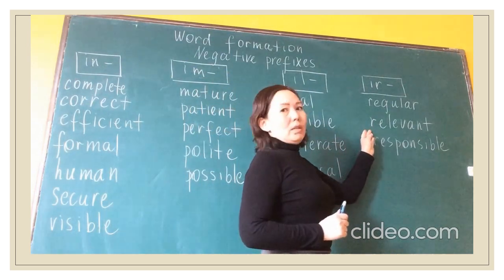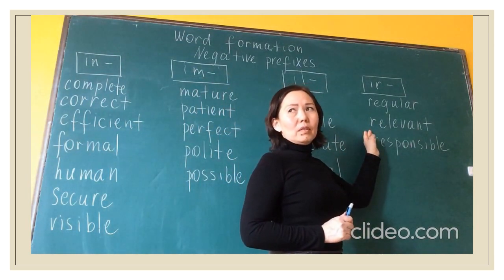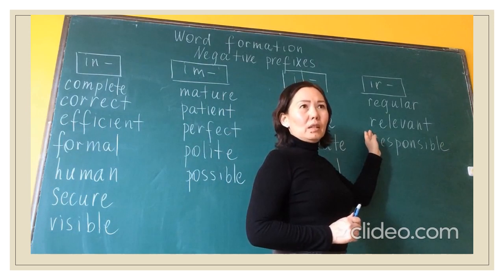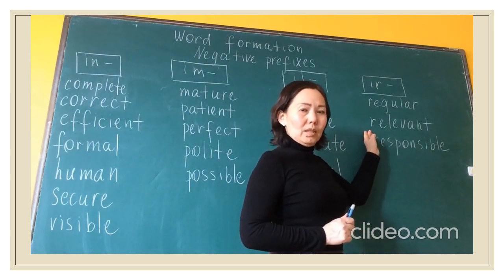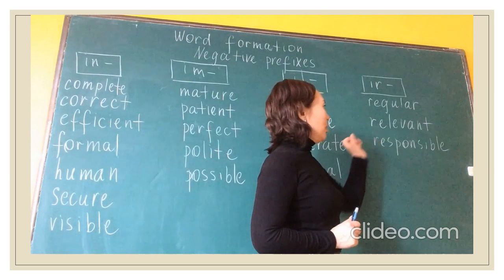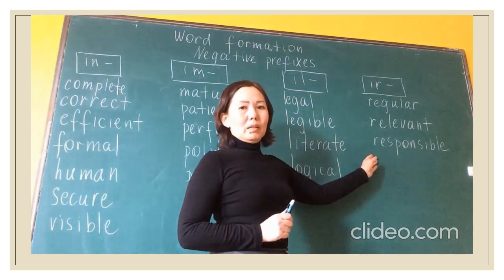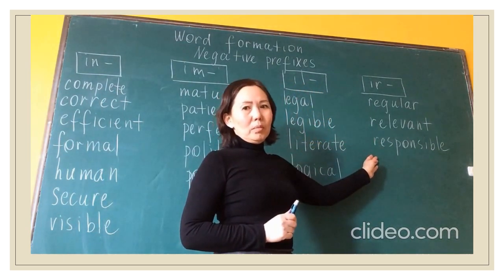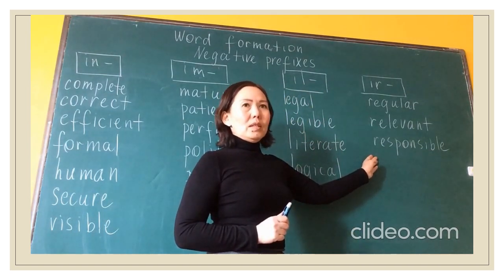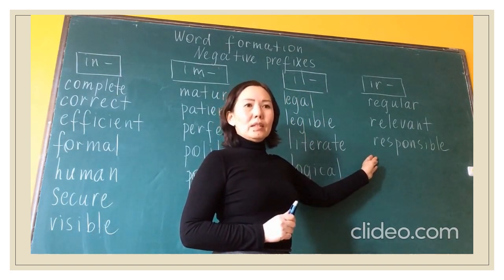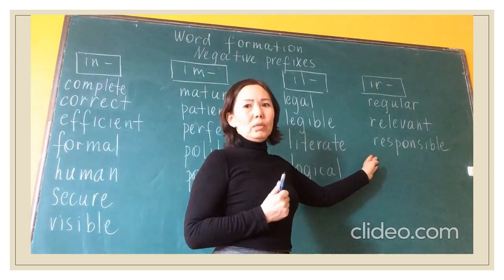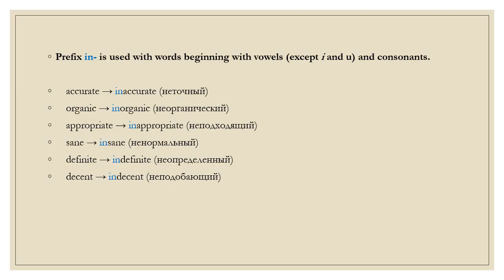Relevant and irrelevant. When something is irrelevant, it is not connected, it is not related to something. That means irrelevant. Responsible and irresponsible. Irresponsible is a person who is careless, who is not considerate, who doesn't think about consequences. So as for me, I don't like irresponsible people. Now, I want you to look at some other adjectives and their translation.